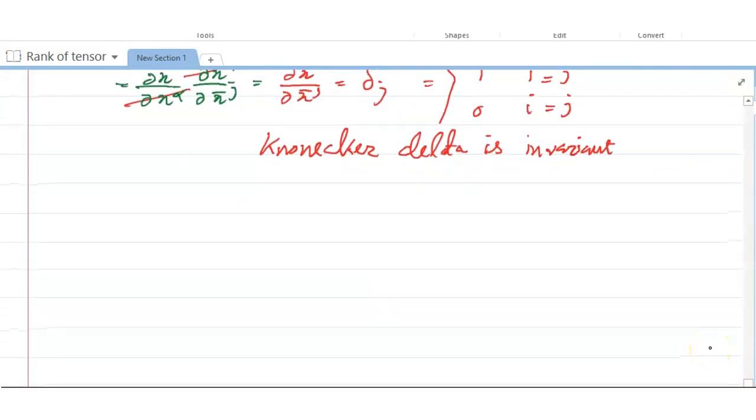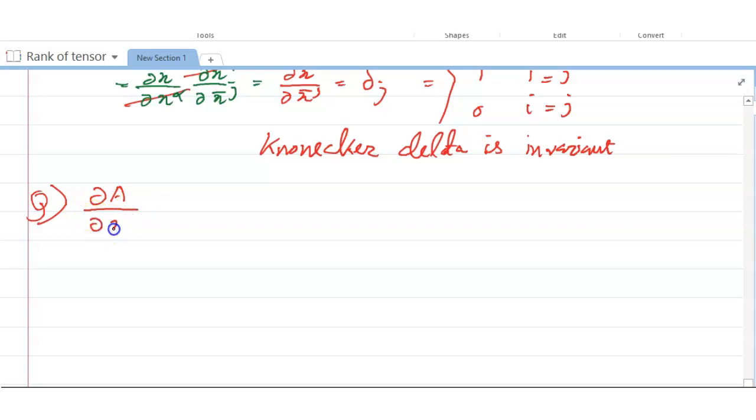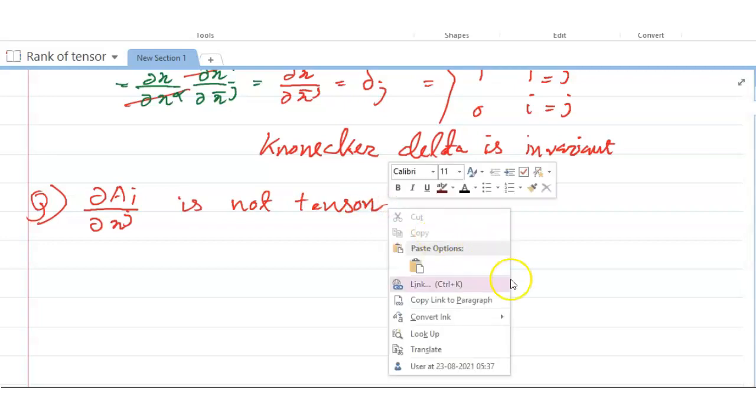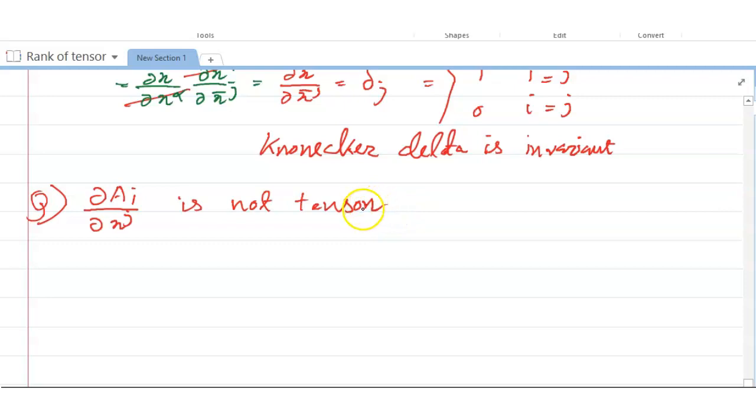Kronecker delta is invariant. After that, next, friends, I shall go to another proof, that del ai divided by del xj is not a tensor. Number 1 question: del ai divided by del xj is not a tensor. How can you prove this, friends? This is a very common question. You can see it in a lot of books, and I also discuss it.